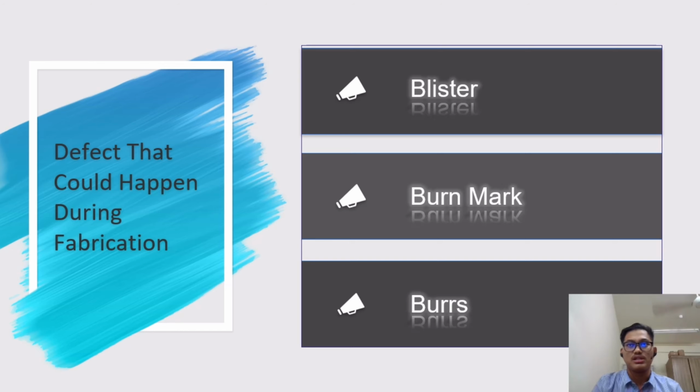My name is Azad Harith bin Ghazali, and I will continue the presentation from the title of plastic containers, and I will explain about the defects that could happen during the fabrication process. As you can see in the slide, there are three defects that could happen during fabrication: blister, burn marks, and burrs.